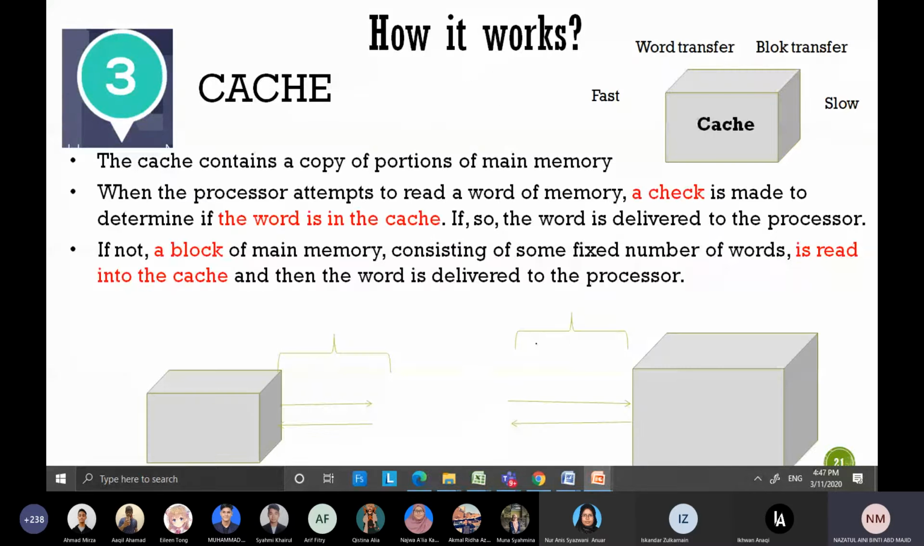Okay, I think this is the last one before we have a break. Second last. Okay, we want to finish the cache first.